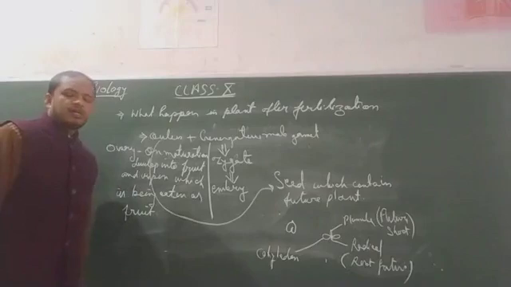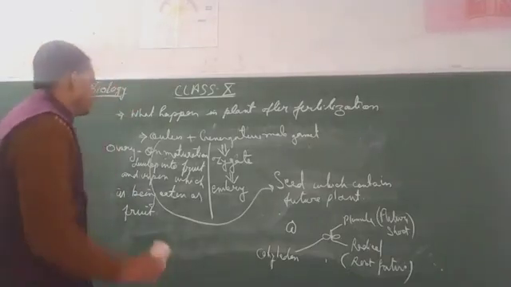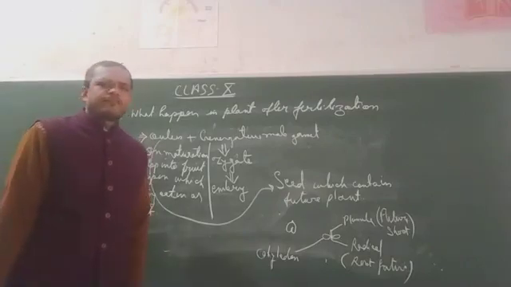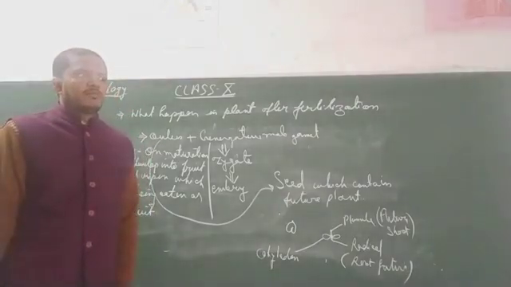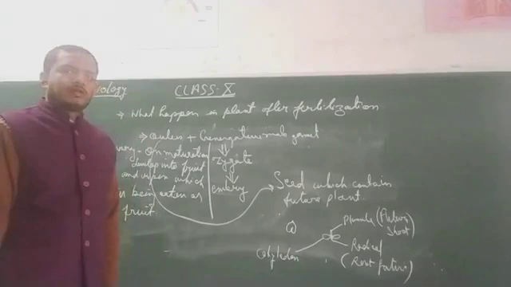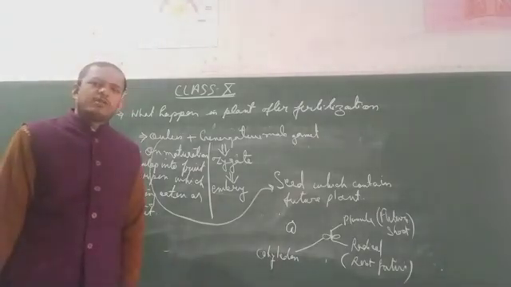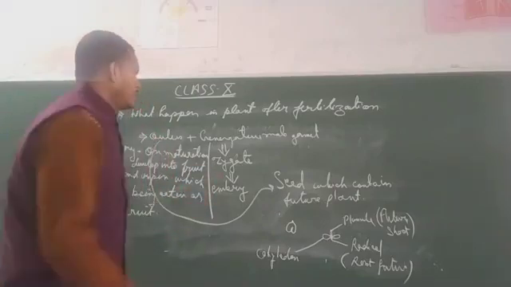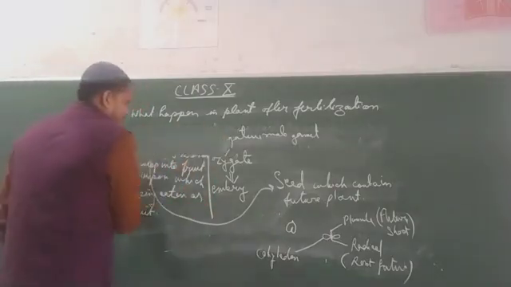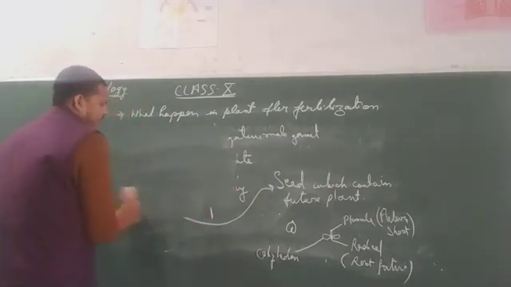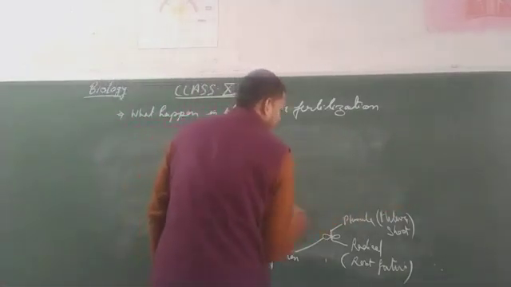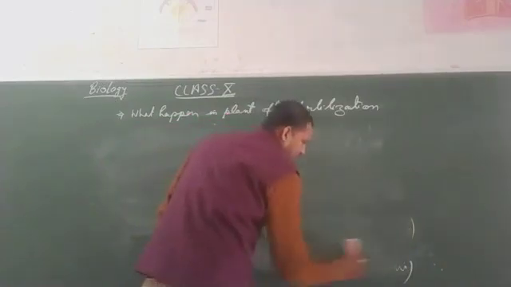In pollination also, we discussed initially that it is of two types: self pollination and cross pollination. What happens in the case of self pollination? I think I have already mentioned it, but I will still do a revision.